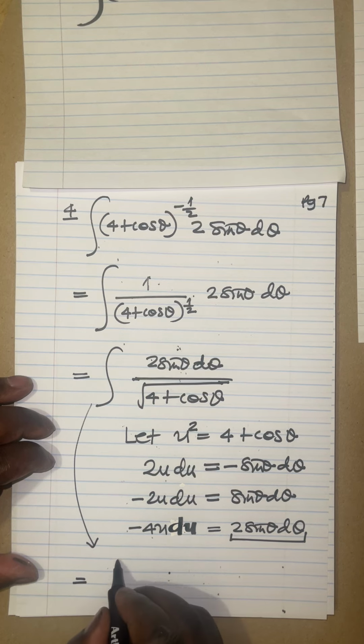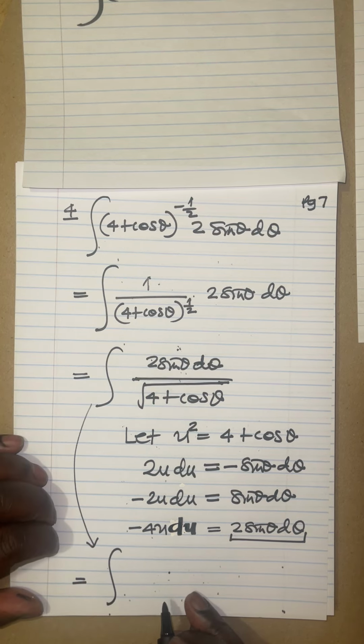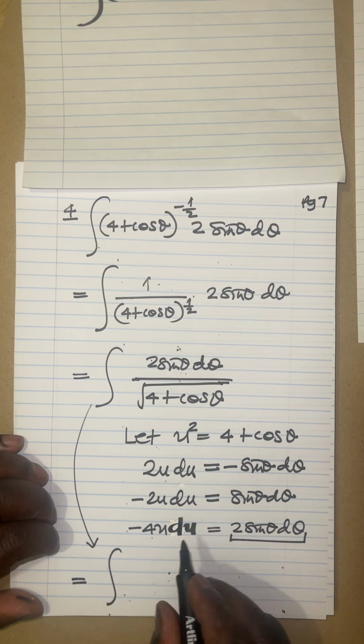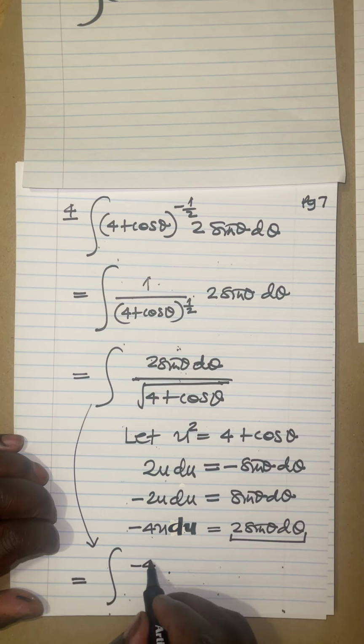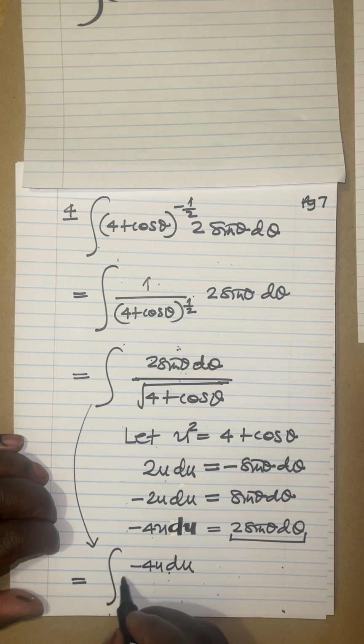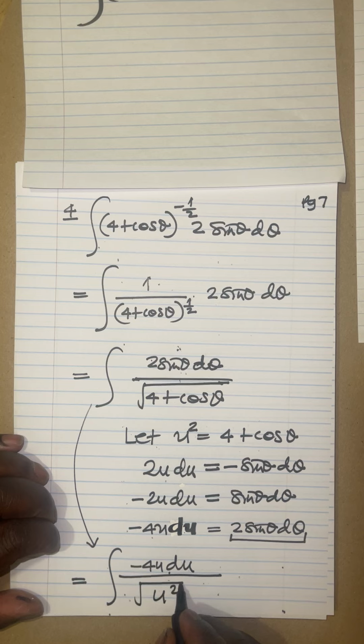This will be the integral of, instead of having 2 sine theta d theta, I'm going to have minus 4u du all over, in the denominator, the square root of u squared. Remember, this expression is u squared.